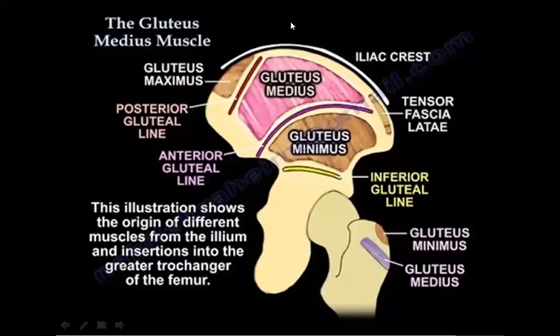These gluteal lines help to divide the gluteal surface of the ilium, which will give origin to the different gluteal muscles. So we are going to look at only the posterior gluteal line, and posterior to it, the gluteal surface of the ilium gives origin to the gluteus maximus muscle.